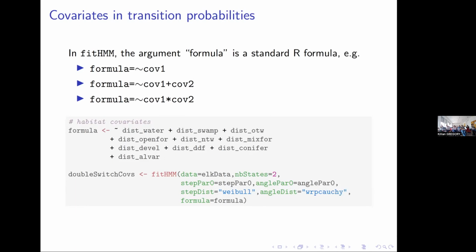In this case, for the elk, they threw every conceivable distance covariate into their model, like distance to water, distance to swamp, distance to whatever. And they fit all those in there. And you can just embed that within the fitHMM function, without having to custom code anything. So it's real handy for checking out different models with different covariates.